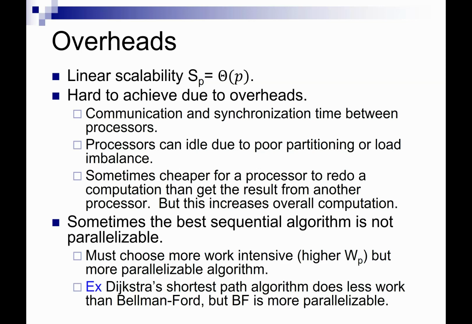Another source of overhead is that we wanted to compare with the best sequential algorithm, but sometimes the best sequential algorithm is actually not parallelizable. If that's the case, then instead of taking the best sequential algorithm, which you're not able to parallelize, you would rather take a suboptimal algorithm, which does more work than the best sequential algorithm, in order to reduce the running time. The suboptimal algorithm might be more parallelizable than the sequential algorithm. A good example of this would be if you're trying to compute shortest paths. Well, there are different algorithms.